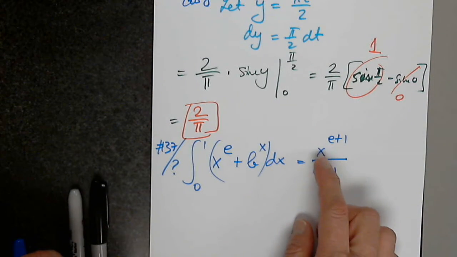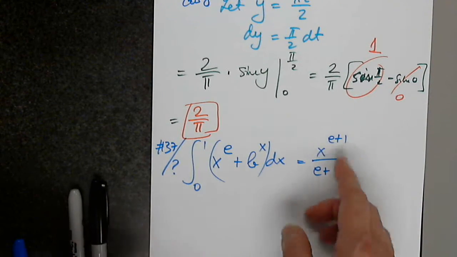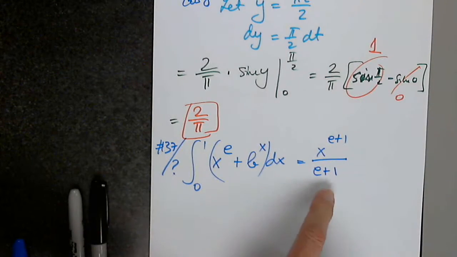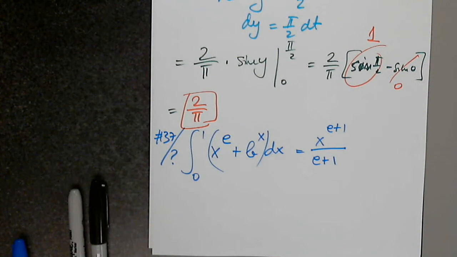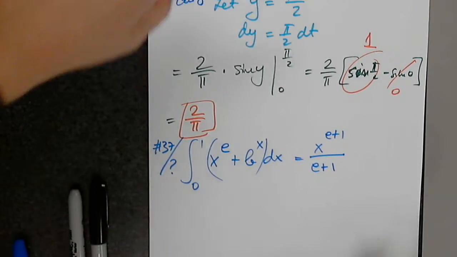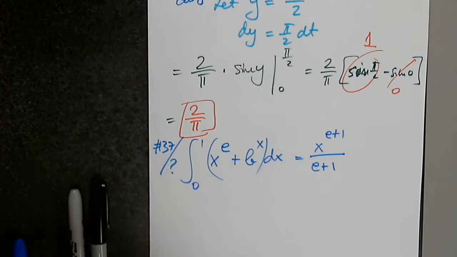Right. So you have x to e plus 1 prime. You bring down e plus 1 and you subtract 1 from the power, and you get x to e. Right? This is a formula we talked about. I have that. Good. Is this okay?